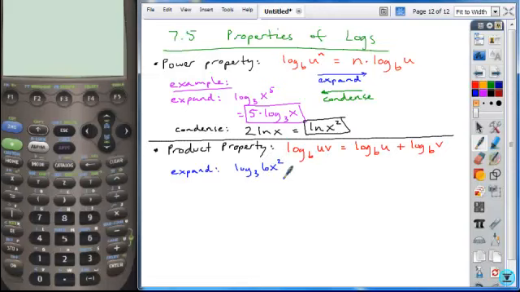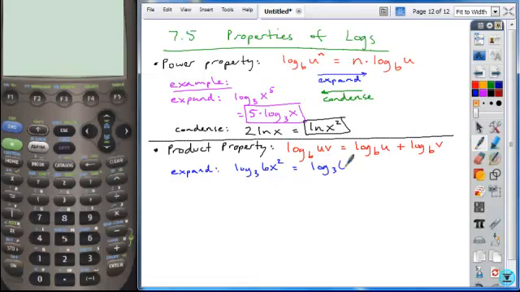Okay, so let's say we take the log base 3 of 6x squared. And I asked you to expand that. So when you look at the factors inside, you have these two factors. You have a factor of 6 and a factor of x squared, or again, two distinct bases, a base of 6 and a base of x squared. So what you can do here is expand this out.